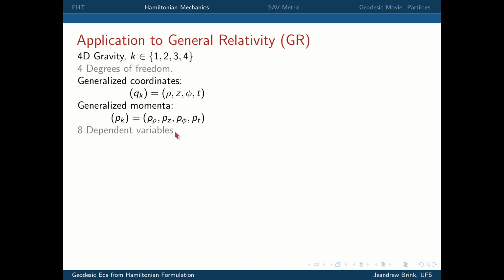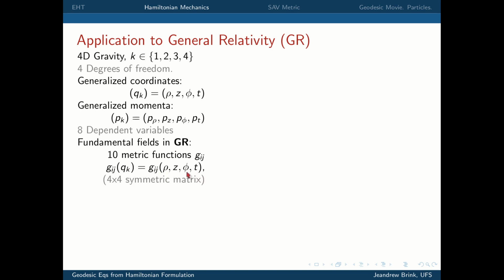And what we're going to do now is try and simplify it even further so that we find the simplest unsolved problem, as it were. The way we construct our Hamiltonian is to make use of some of the fundamental fields in GR, namely the 10 metric functions. To think about the metric, we're going to assume all the metric functions are simply functions of the generalized coordinates only.